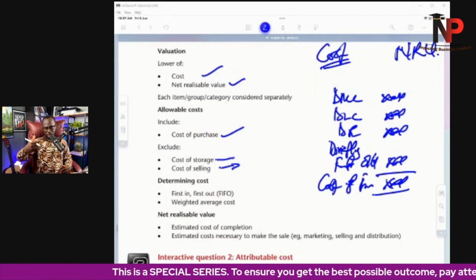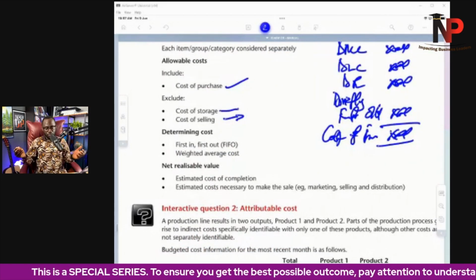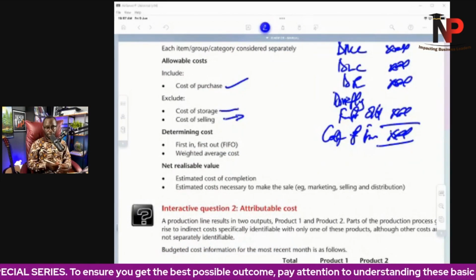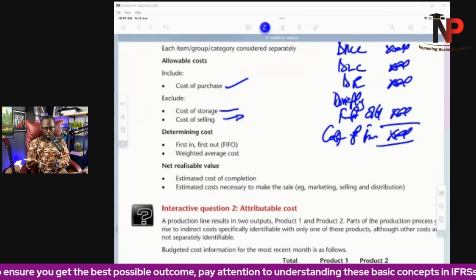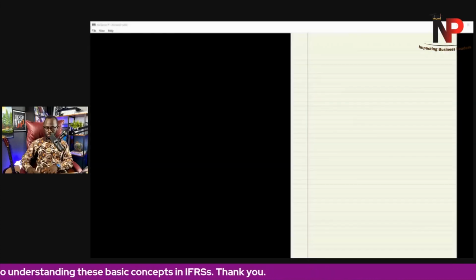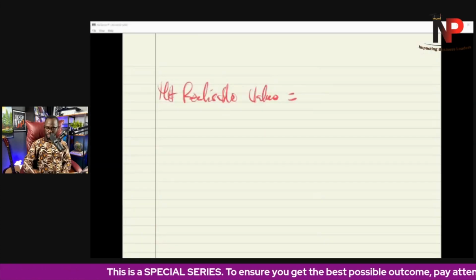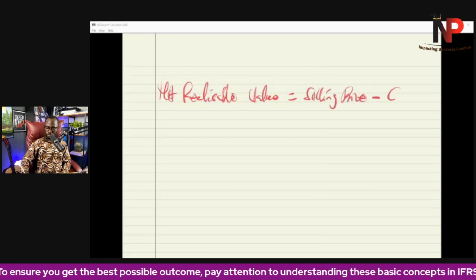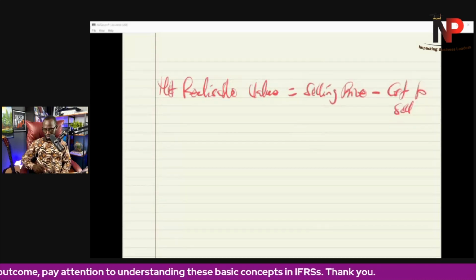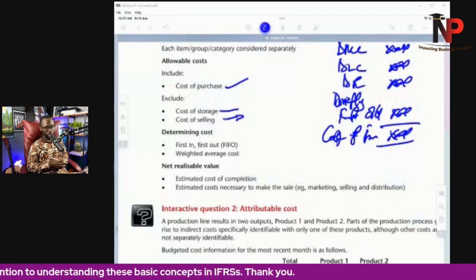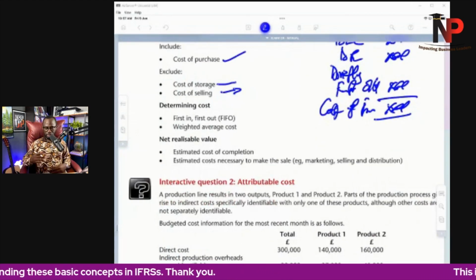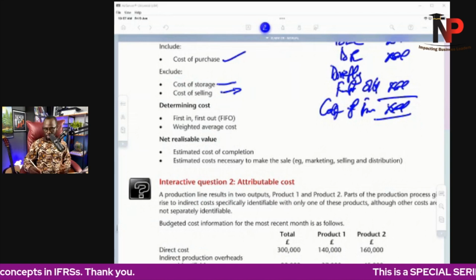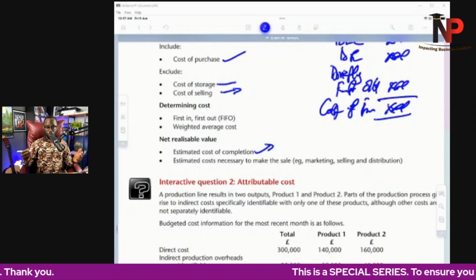How do we determine net realizable value? Simple. Net realizable value is the selling price minus the cost to sell. So net realizable value is the selling price or the fair value of the asset minus cost to sell. That's how we get a net realizable value. So when we say the cost to sell, it is the estimated cost of completion.